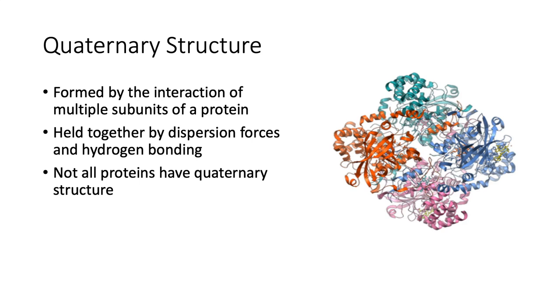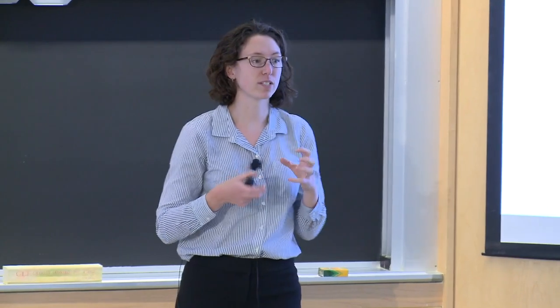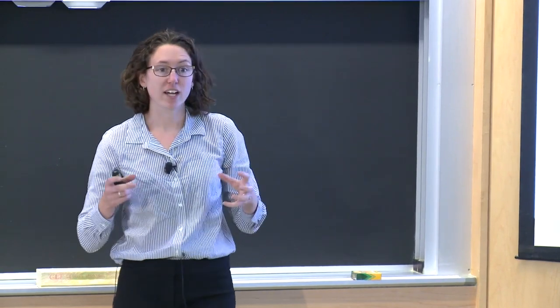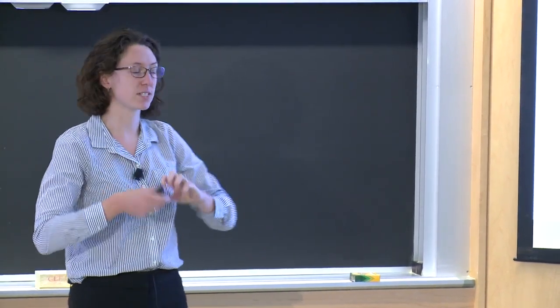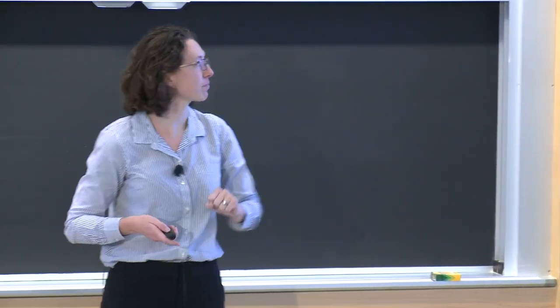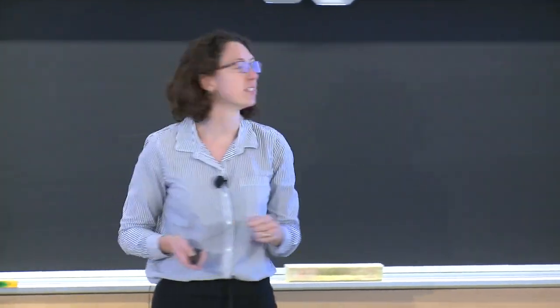Not all proteins have quaternary structure. Some just have normal folding and secondary and tertiary structure. And the quaternary structures are typically held together by dispersion forces and hydrogen bonding between the subunits. So it's not usually a covalent interaction, but it is strong enough to hold these subunits together into the correct shape for the protein to function.